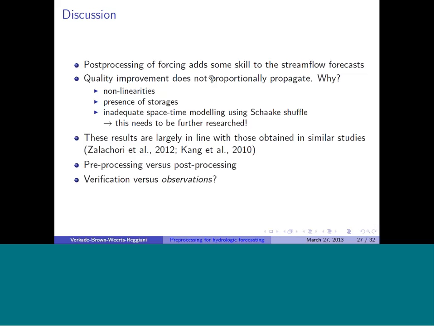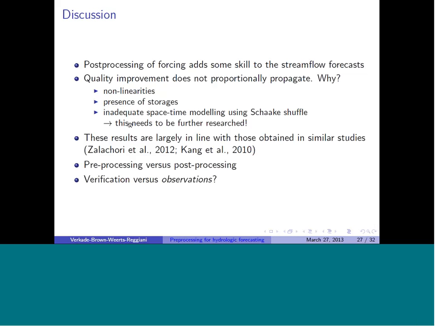Another possible source of the absence of quality improvement in the streamflow forecast could be that we've used the Schaake shuffle to try and restore some of the space-time patterns. This may have been inadequate. But to be honest, this is something that we need to look into, as we didn't specifically try to isolate that in this research.